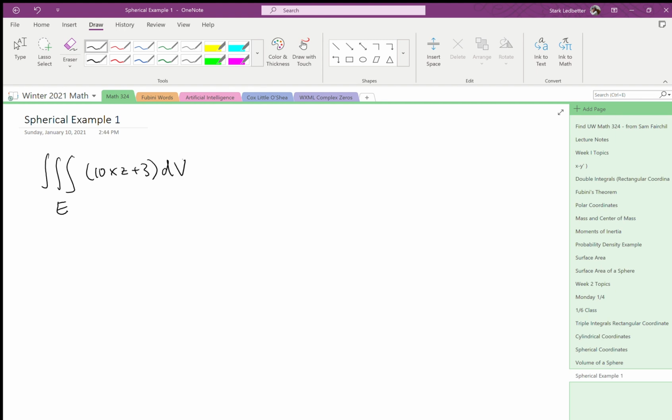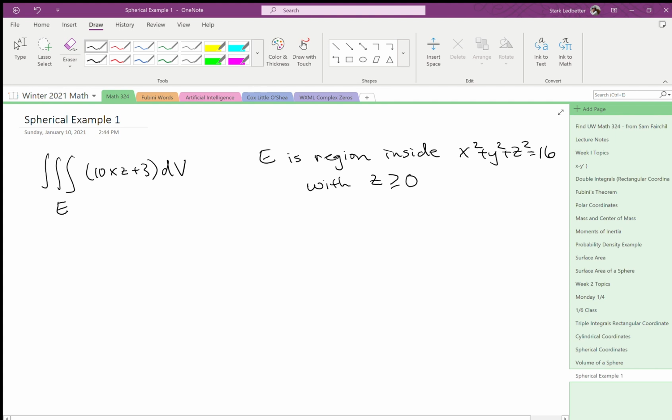function over the region E. And E is the region that is inside x squared plus y squared plus z squared equals 16, so a sphere of radius 4, with z greater than or equal to 0. So we're taking the top half of the sphere, the inside of the top half of the sphere. Maybe on this one you don't have to draw a picture, but I think it's good to get into the habit of drawing a picture, because on some problems you will definitely have to draw a picture.